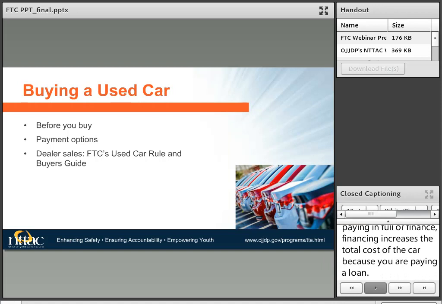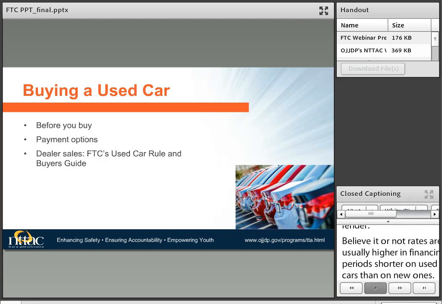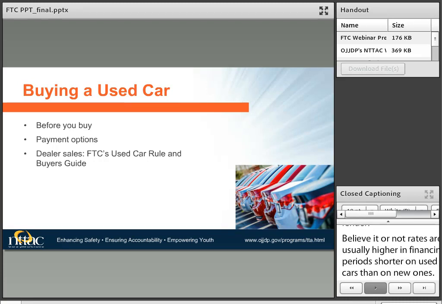And believe it or not, rates are usually higher and financing periods shorter on used cars than on new ones. So it makes common sense that young people should know the more that they can put down, which means saving up for those wants and needs and goals, the less interest you'll pay over time.